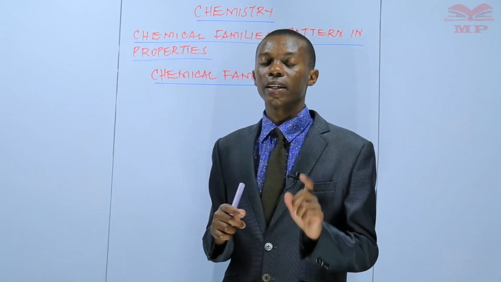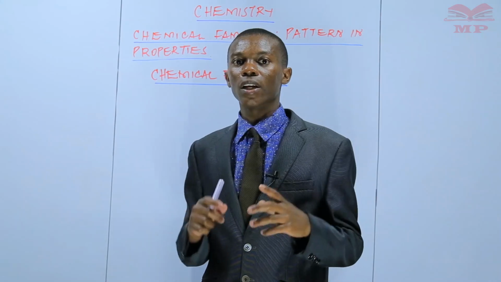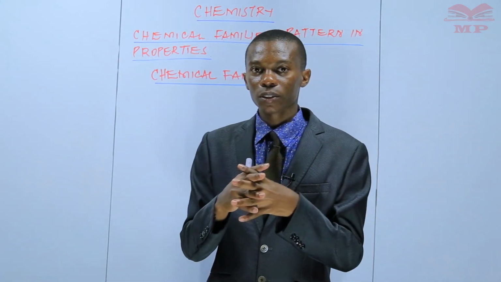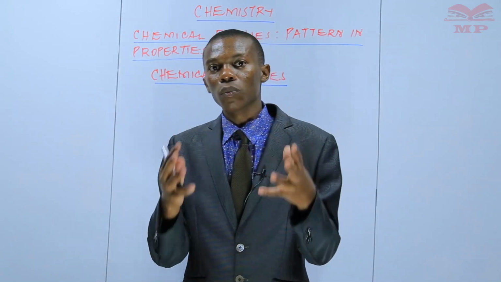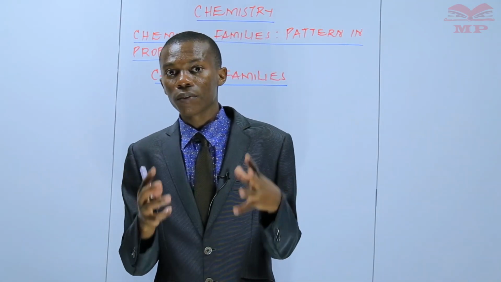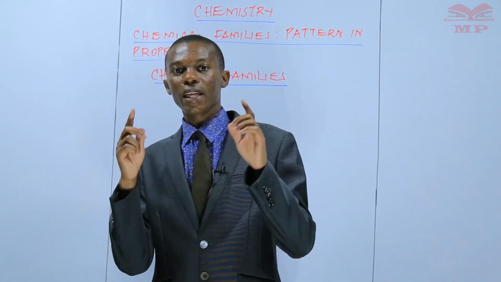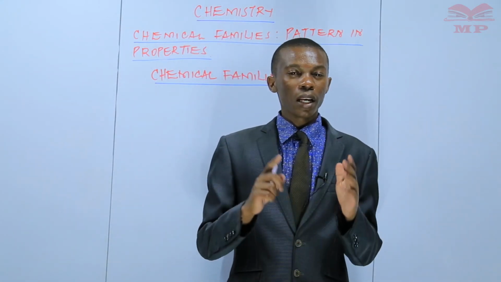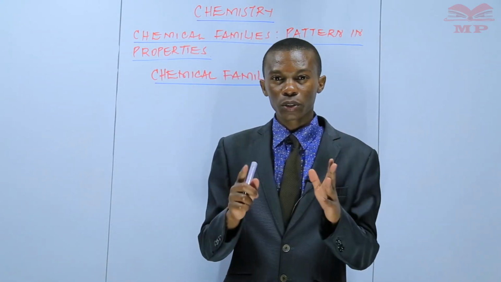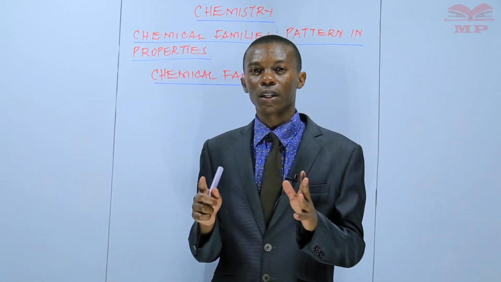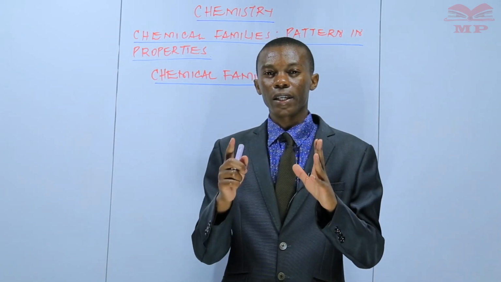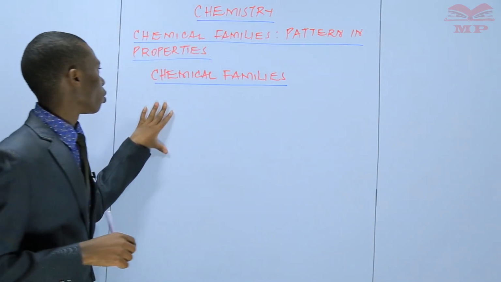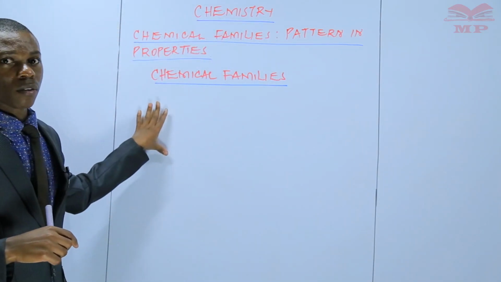I said that a chemical family is a group of elements with the same number of valence electrons in the outermost energy level, and therefore they are found in the same group. Elements with the same number of electrons in the outermost energy level are placed in the same group. In this lesson, we are concentrating on the chemical families.